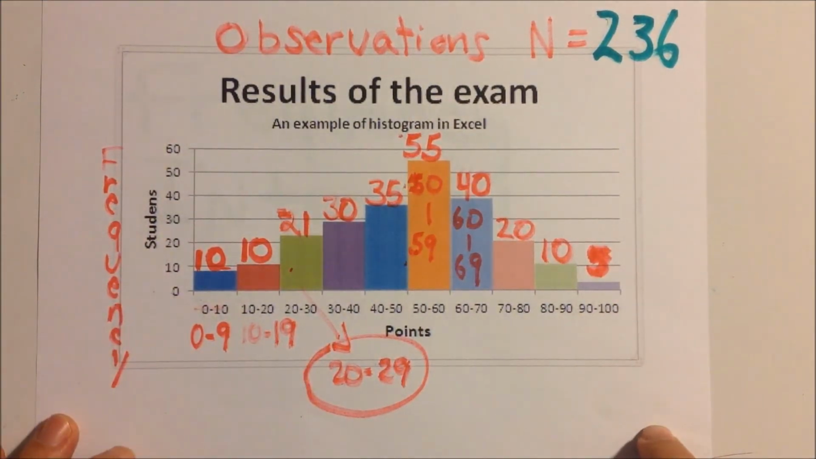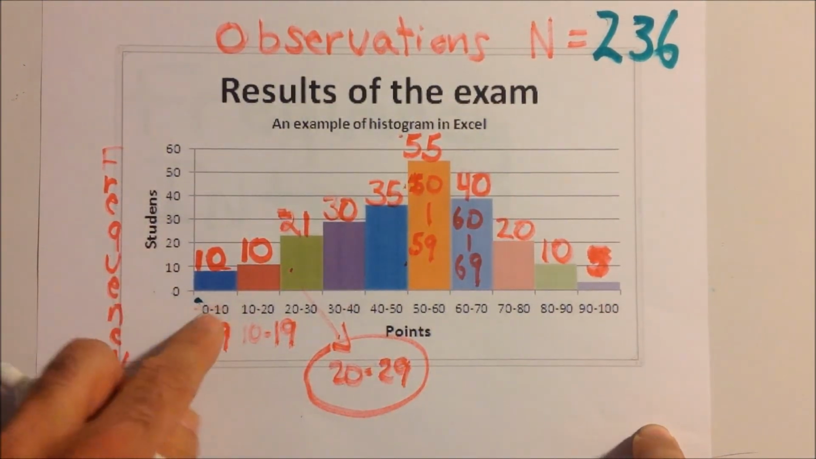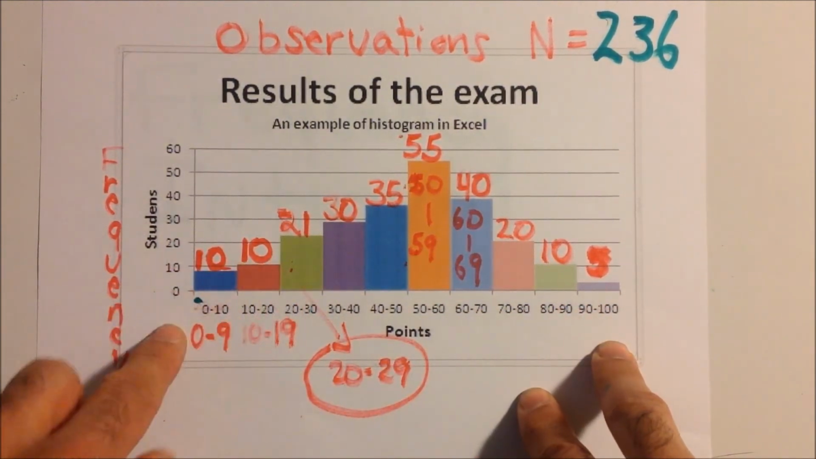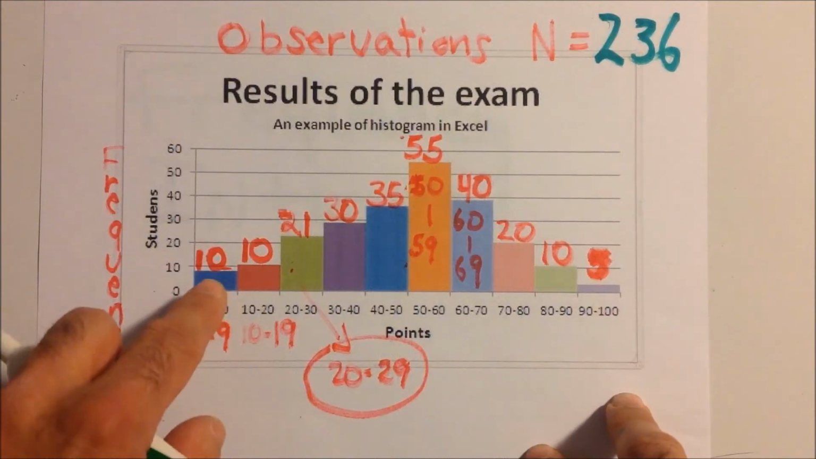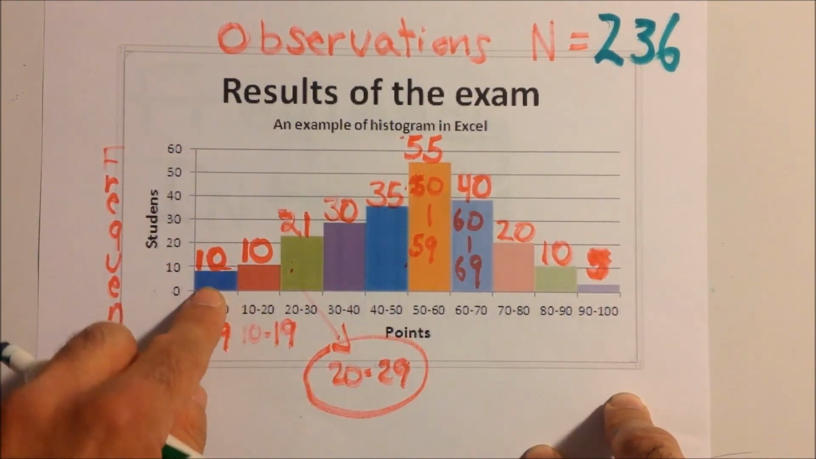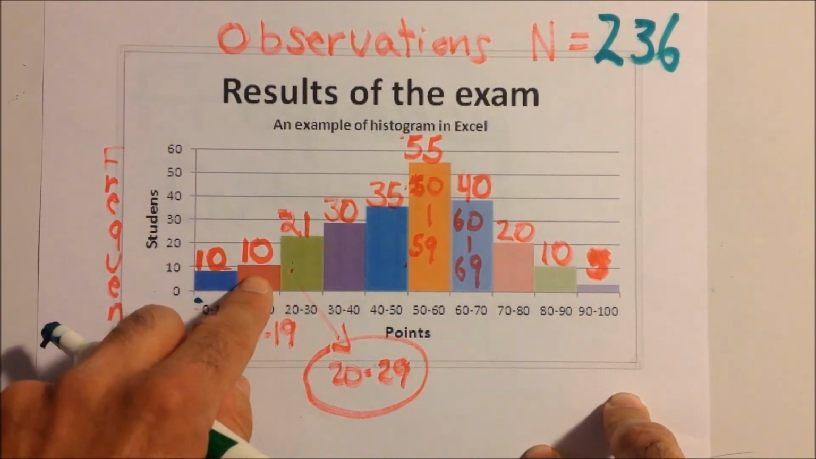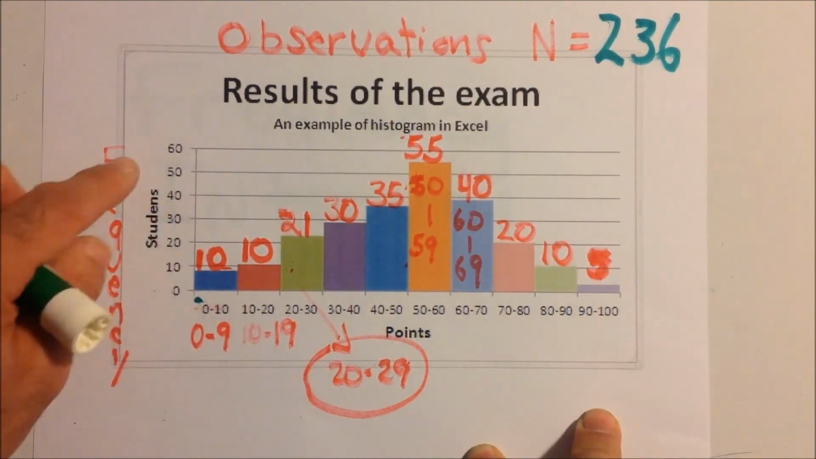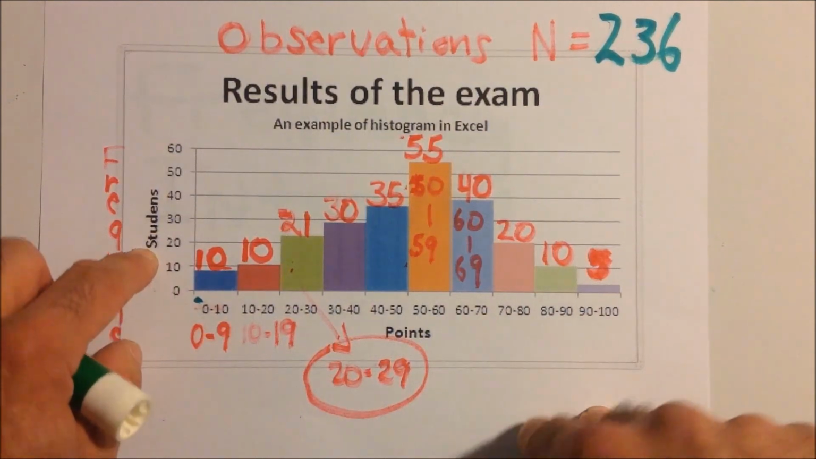So again, let's review. We have intervals. The intervals are on the bottom, the numbers between, and we want all the intervals to be the same. In this case, they each represent a quantity of 10. Between 0 and 9 is 10. Between 10 and 19 is 10, and so forth. This part right here is the frequencies. In this case, it was the number of students.